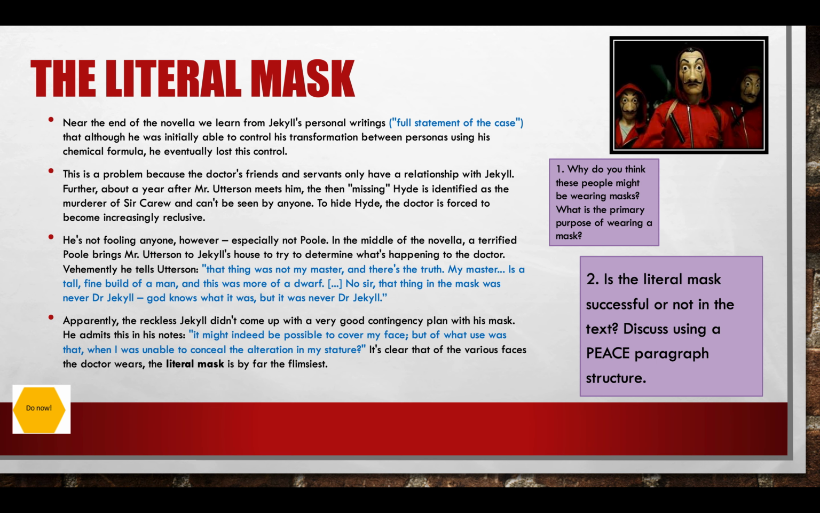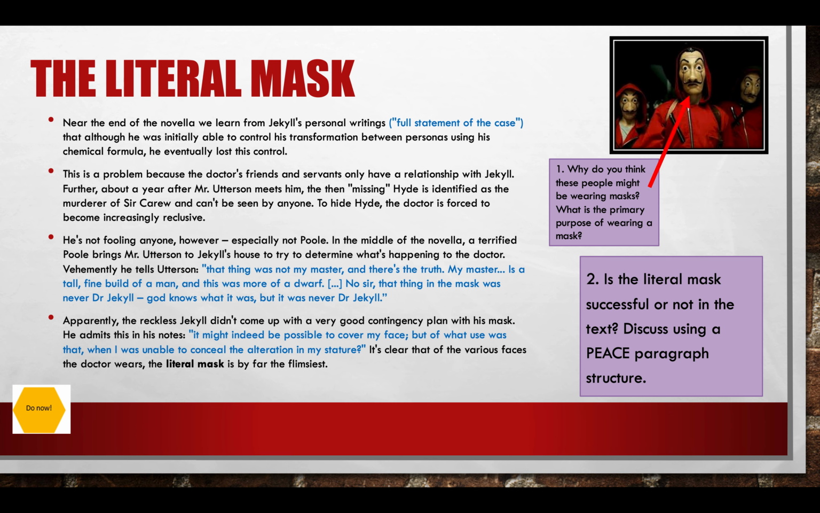And number two, is the literal mask successful or not in the text? So in Jekyll and Hyde. I want you to discuss this using a PEE paragraph structure. Okay, so basically these notes on the left hand side will help you answer question 2. And then we can move on.